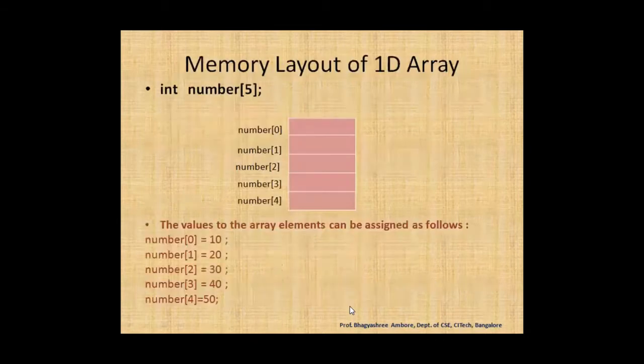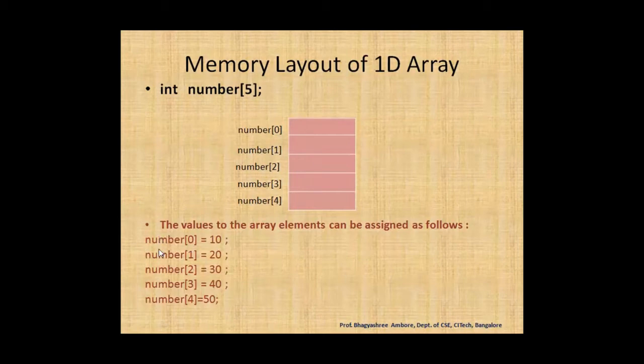Now, how will the memory be allocated for this one-dimensional array? I'm considering a declaration int number of 5. The meaning is I have grouped 5 integer numbers under the name number. How does the memory look? First, number of 0, memory will be allocated. Then number of 1, number of 2, number of 3, number of 4. So continuous memory locations will be allocated.